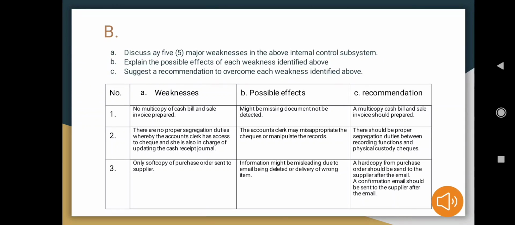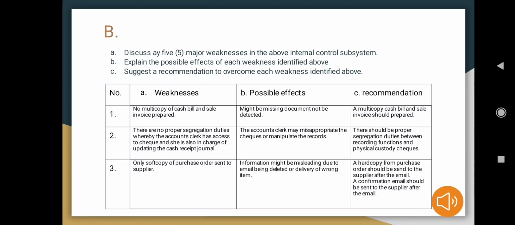And the second weakness, there is no proper segregation of duties whereby the accounts clerk has access to checks and she is also in charge of updating the cash receipt journal. So a possible effect is that the accounts clerk may misappropriate the checks or manipulate the records. So the suggestion is there should be a proper segregation of duties between recording functions and physical custody of checks.